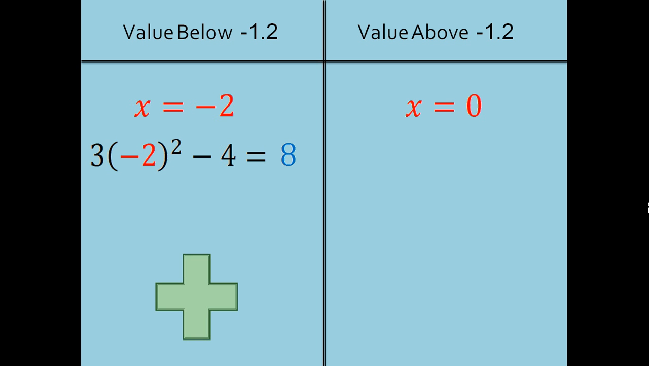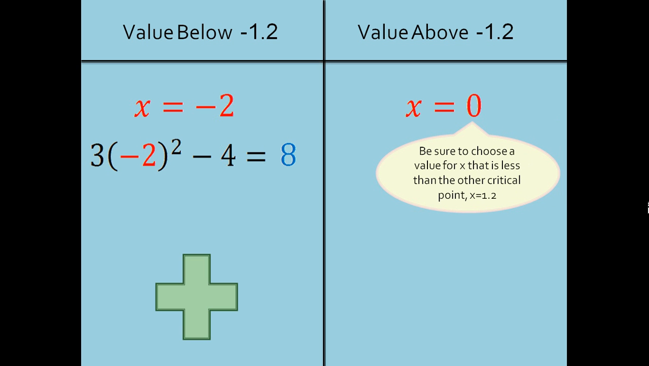Now we're going to try one above negative 1.2. We'll try 0. We need to make sure that we don't choose a point that is above our other critical point of positive 1.2, or else that will give us bad information. So evaluate that. It's negative 4, and the derivative is negative. So we know that the derivative is positive before the critical point, negative 1.2, and negative after the critical point, negative 1.2. So we're going to use a number line to help us visualize what's happening.